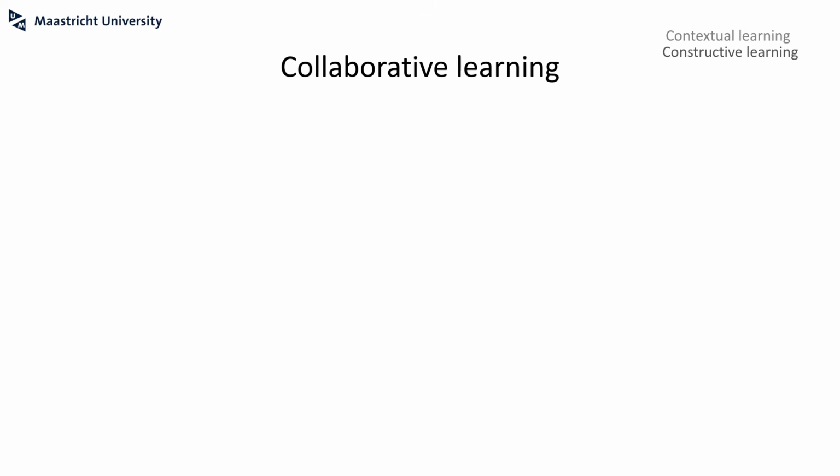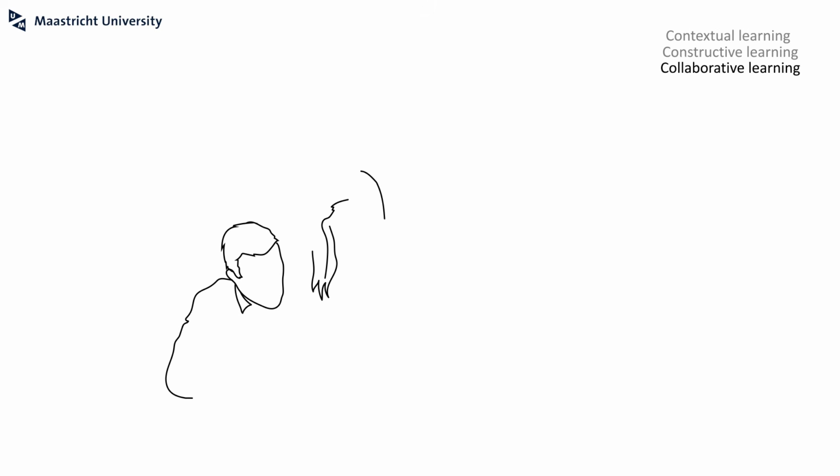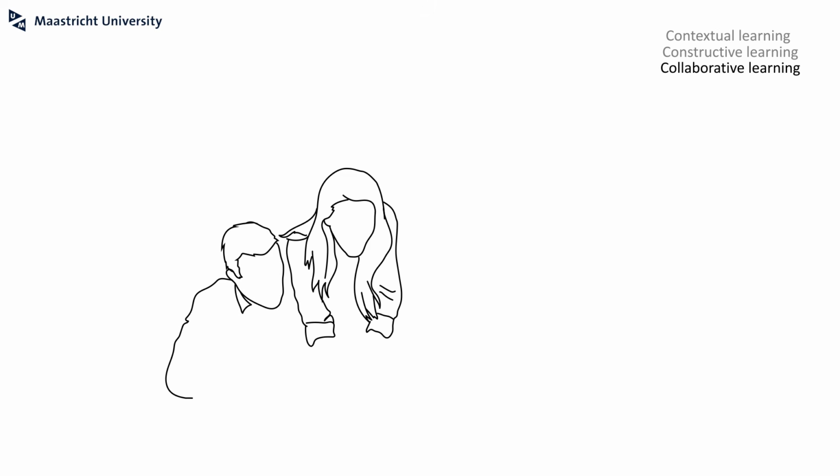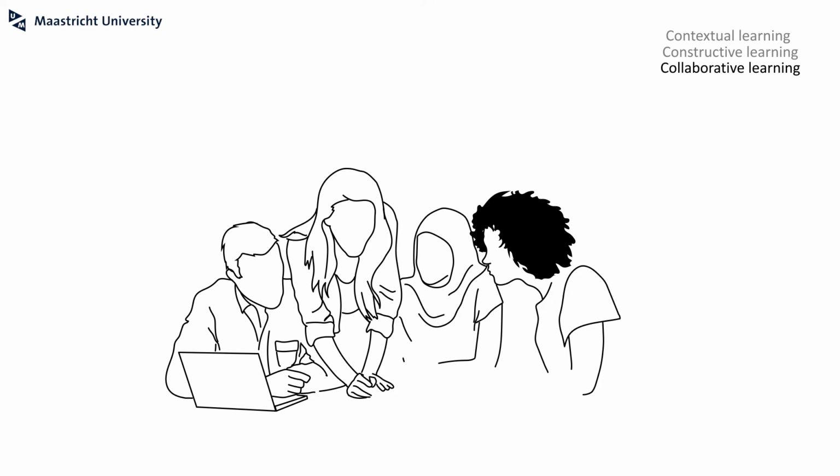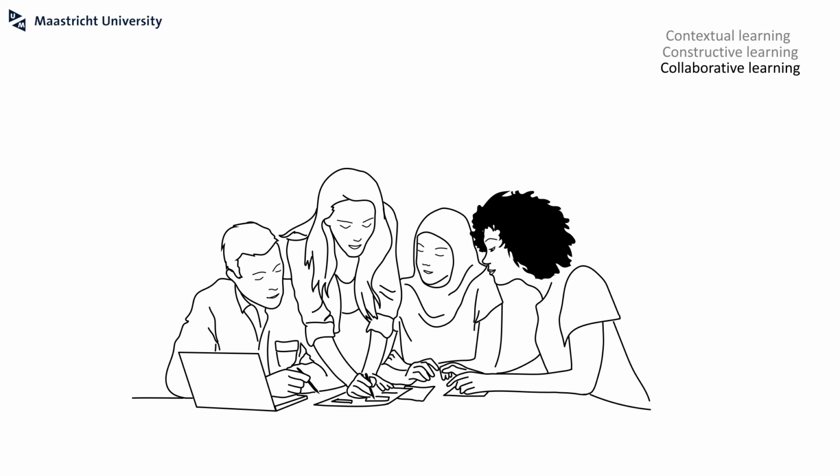Collaborative learning. In collaborative learning, 2 or more learners collaborate and learn with and from each other while working on a complex problem. This enhances students to co-construct knowledge and build upon each other's ideas. Encourage learners to collaborate with their peers while learning around meaningful complex problems.